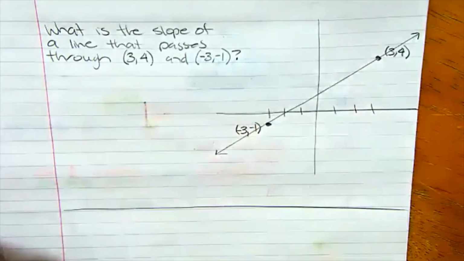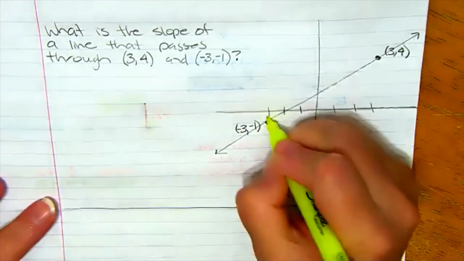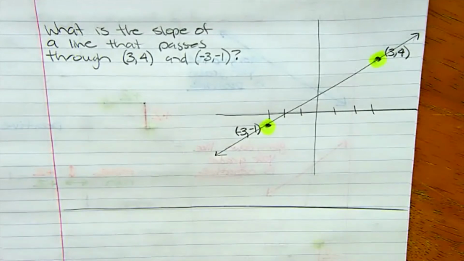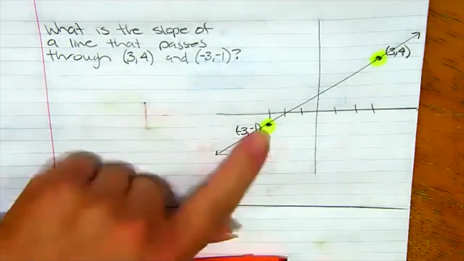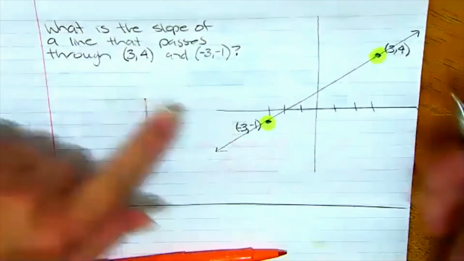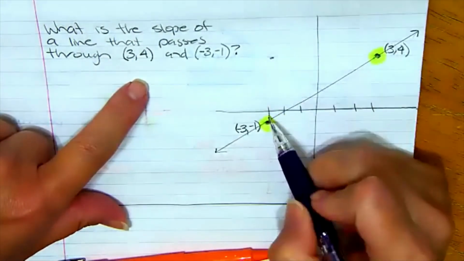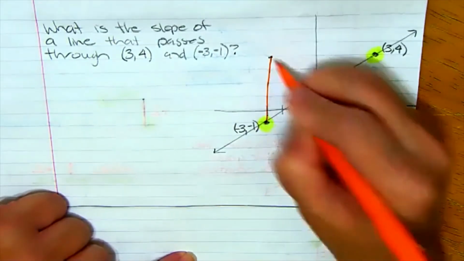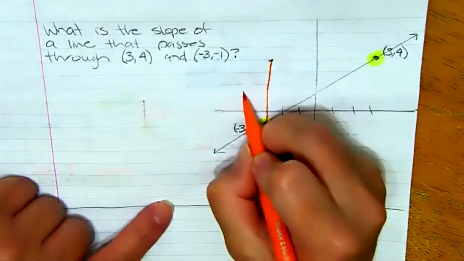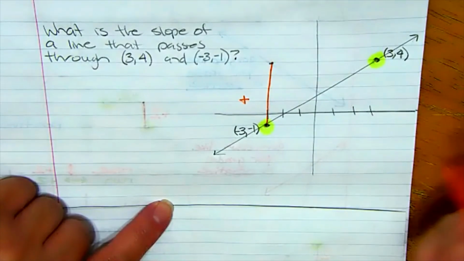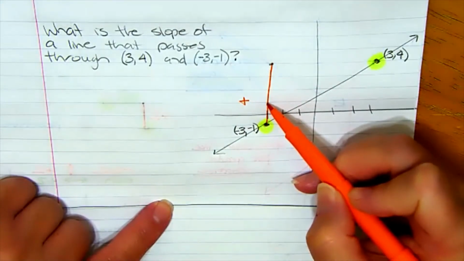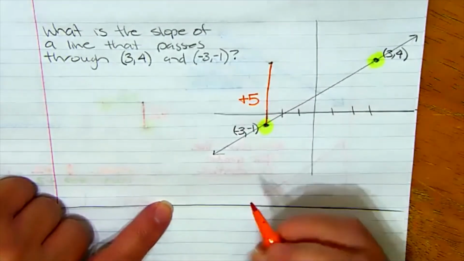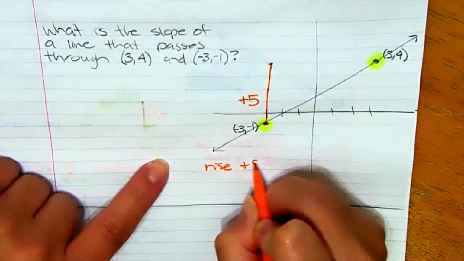So they've given me 2 clean points. This is a clean point and this is a clean point. And I know that slope is rise over run. So when I want these 2 points to come together, it's going to be right here. So I'm going to rise. Now, because I'm going up, my line is positive, and I went up 1, 2, 3, 4, 5. So my rise is +5.